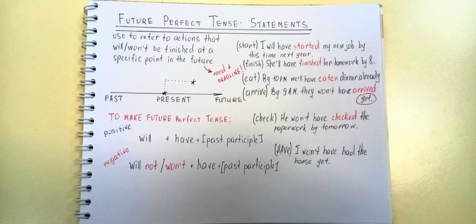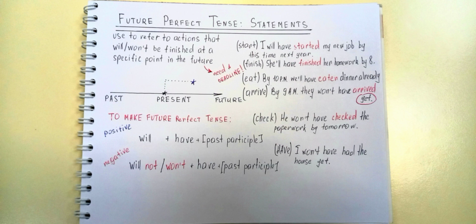Why do we use this grammar point? We use the future perfect tense to refer to actions that will or will not be finished at a specific point in the future. So a key for this grammar point is we need a deadline. We need some point in the future for an action to be finished or not finished.